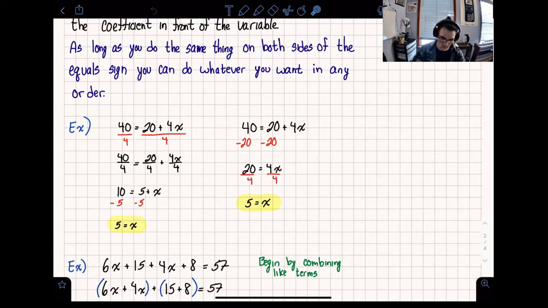And from here, we divide both sides by 4 because we're multiplying the variable by 4. Divide over here by 4, divide over here by 4, and we get the same answer as over here, x equals 5. Two different ways to solve, same answer. And when we solve things with different methods and get the same answer, that's always a good sign.